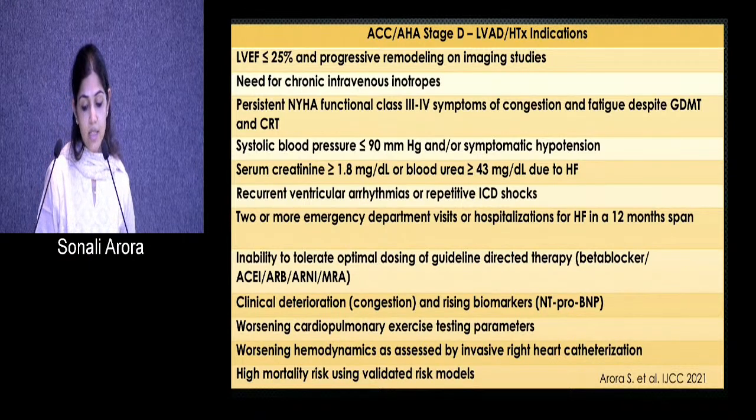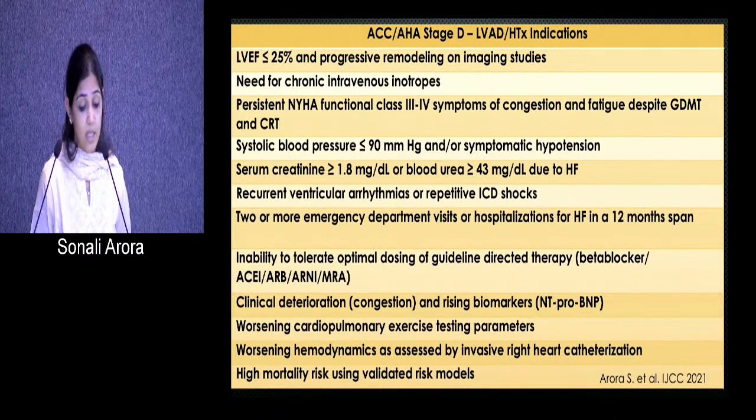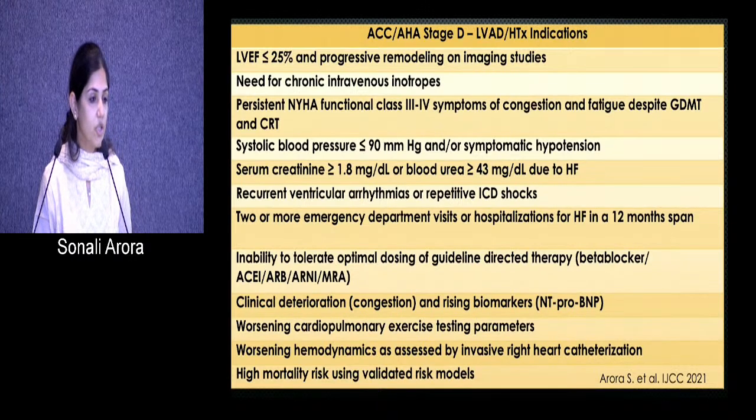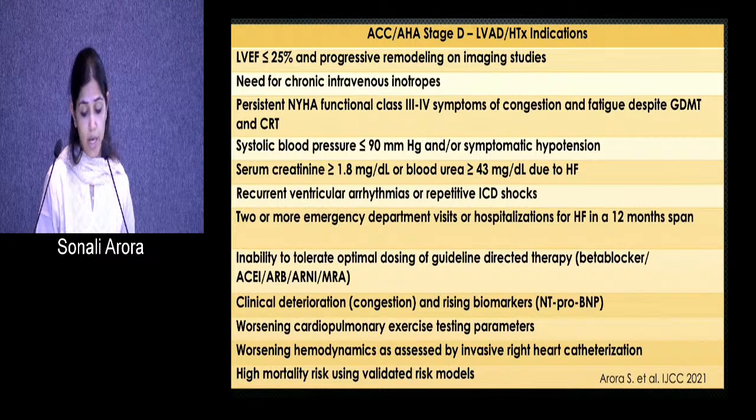Clinical deterioration and rising biomarkers. Your NT-proBNP is progressively going up despite you making them less congested. Worsening cardiopulmonary exercise test parameters. If some patients cannot have a CPET, just a 6-minute walk test will give you an idea about their functional status. Worsening hemodynamics as assessed by invasive right heart cath, but we can't do this on all the patients. Most of the time, we'll have to go on the echocardiogram or on the biomarkers, and if we are not sure what's going on and the creatinine is going up, we have to sometimes go about right heart catheterization and invasive hemodynamics. High mortality risk using validated risk models. So these are a few indications which would actually guide you towards selecting a patient for advanced heart failure or not.